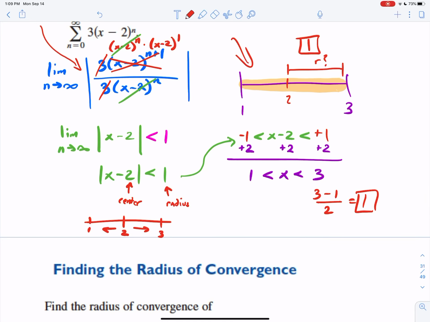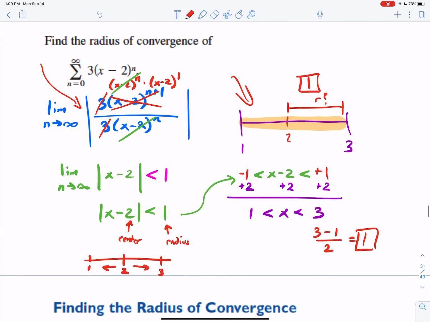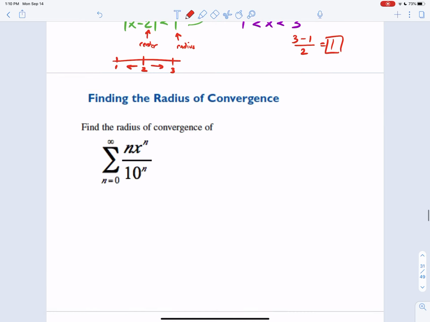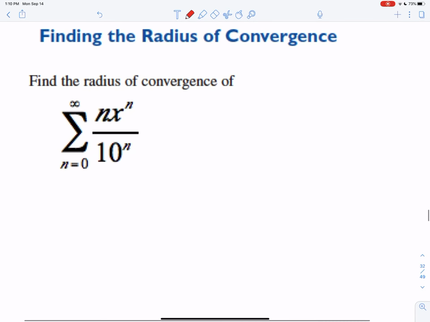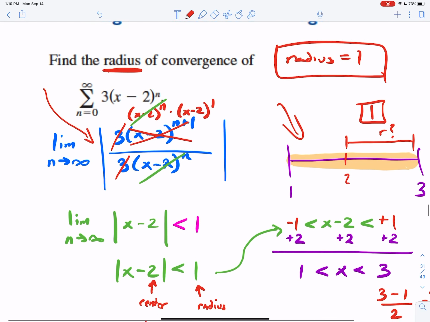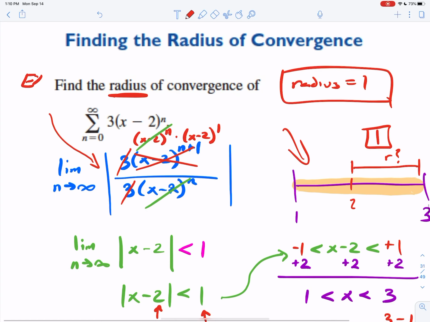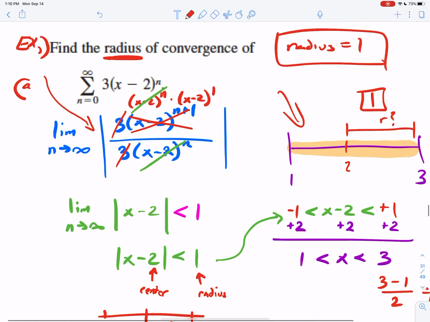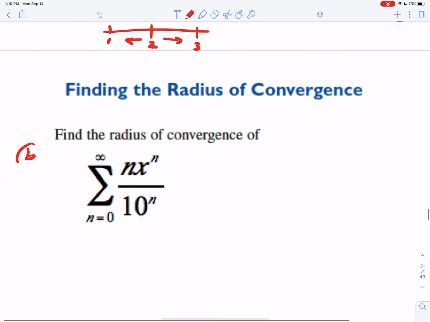Okay? So whichever way you guys are comfortable with, all right? We just want to find the radius. So the radius of convergence is 1. All right? Cool. Now the intervals we'll talk about in the next lesson, okay? All right, I guess that was example 1, part A. Let's call this part B.